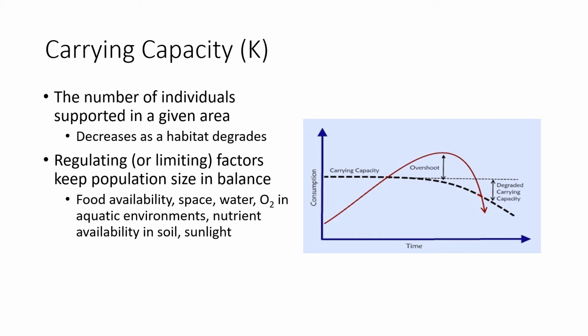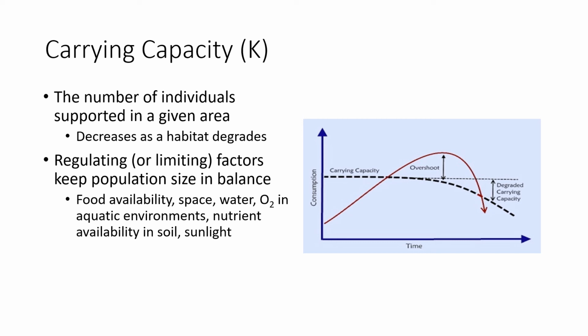Like I said, the carrying capacity is the number of individuals that can be supported in a given area. And depending on what's going on in the habitat will determine where your carrying capacity sits. So if you have a nice undisturbed habitat, your carrying capacity will probably be pretty high. But as the habitat is degraded, let's say maybe through habitat loss or sedimentation, who knows, depends on where you are, right? As that habitat is degraded, your carrying capacity is going to drop. So your carrying capacity is really dependent on how good your habitat is.